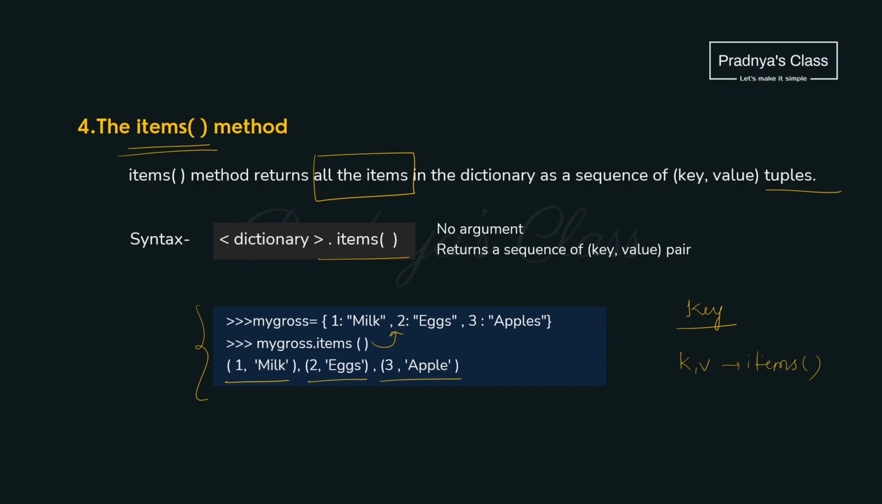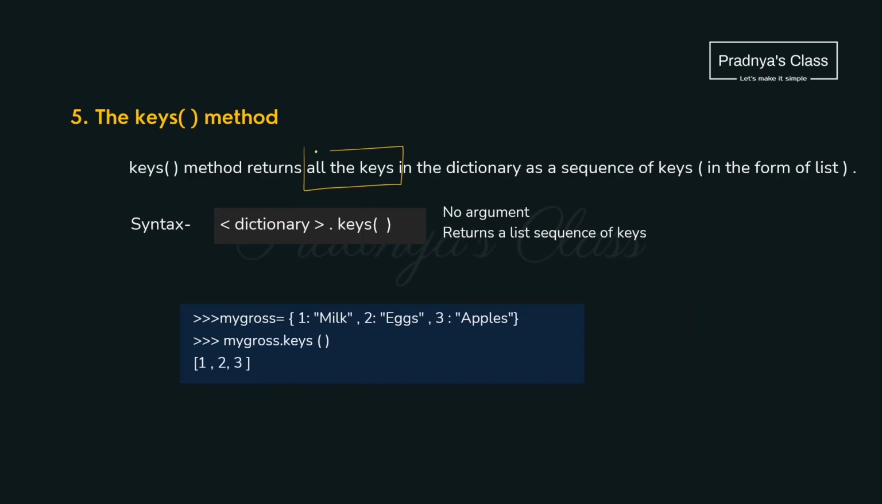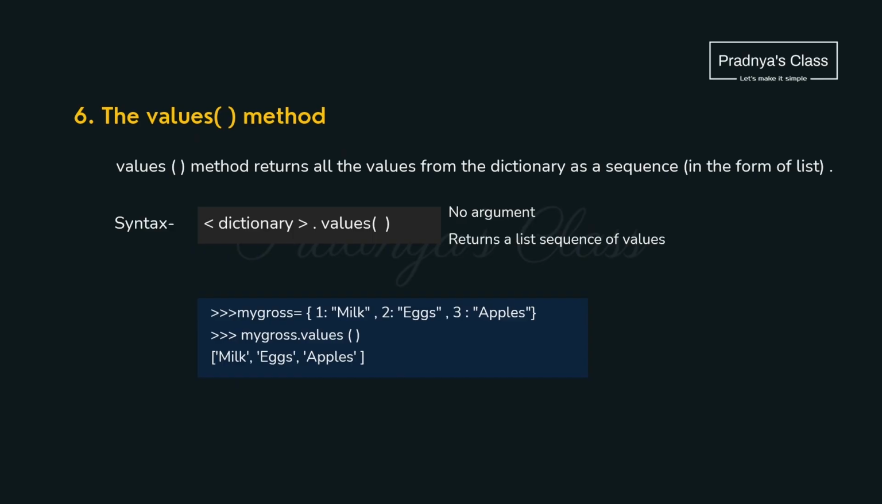Look at the example. When we applied items method on the dictionary, we are getting key value pair in the form of tuple. To get all the keys of the dictionary, we have keys method. It also doesn't take any parameter. Look at the example. We got all the keys in the form of list. As we have keys method to get all the keys, we have values method to get all the values of the dictionary. The syntax is simple. Look at the example. We got all the values: milk, eggs and apples.